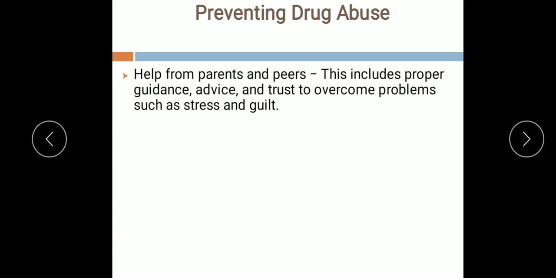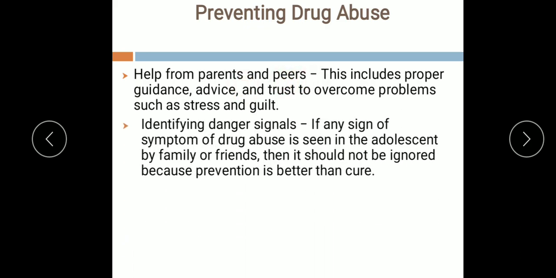So what are the steps? Help from the parents and peers. This includes proper guidance, advice, and trust to overcome problems such as stress and guilt, from the parents and also from the peers.